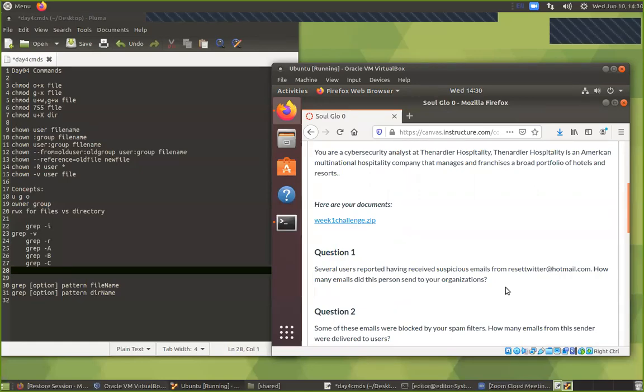Oh, so if you're searching something in a file, you're looking for something very specific. I see what you mean. For a directory, for the whole thing. Yeah, sorry, I wasn't guiding you properly here. There was an emails directory, right? So you could have looked through the whole directory for something called Reset Twitter or even Reset to see how many times it popped up. However, the trick with this question was here: how many emails did this person send to your organization? To your organization, right?